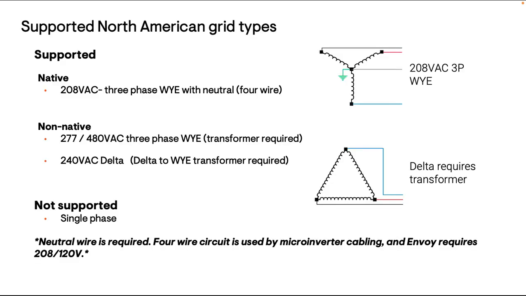IQ8 commercial systems can be used at most sites in North America. Natively, they support 208 VAC 3-phase Y sites. With transformers, you can support other 3-phase voltages. If your site has a different configuration, like 3-phase delta, a standard delta to Y transformer can be used. Single-phase service is not supported. Because these systems use a 4-wire configuration, you will need a neutral wire at the microinverters where the gateway is installed.